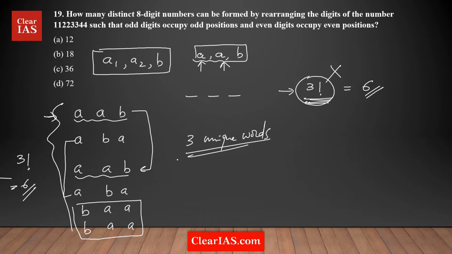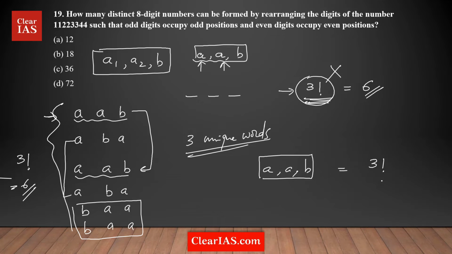So remember, whenever you have repetitions here, what you need to do is, let's say you have AAB. These are the three letters. I need to find how many three letter words you can form. What you need to do is, first you find out how many letters are there. Three of them are there, right? Three letters are there. You write down 3 factorial.